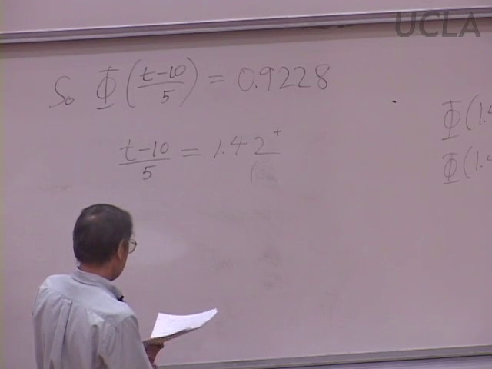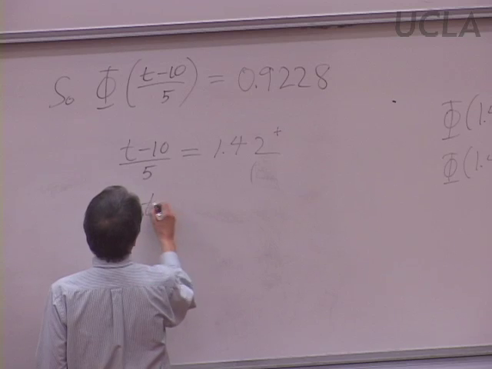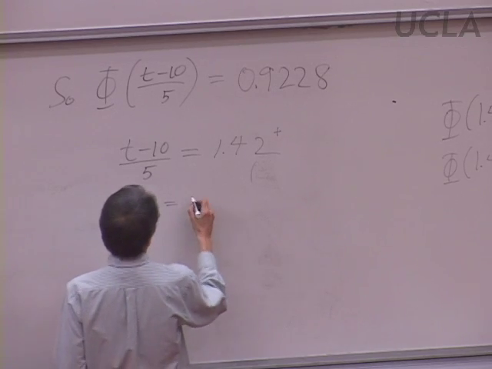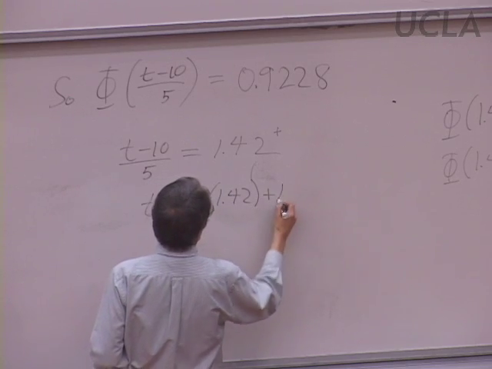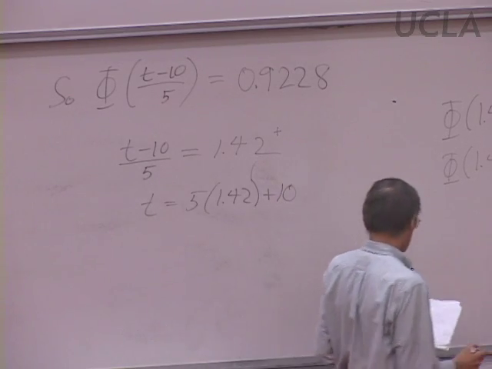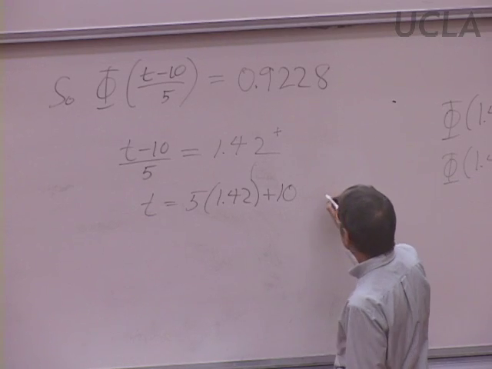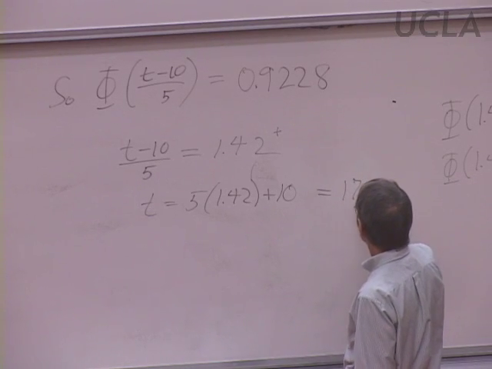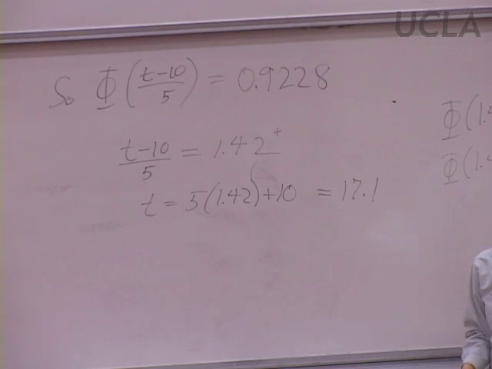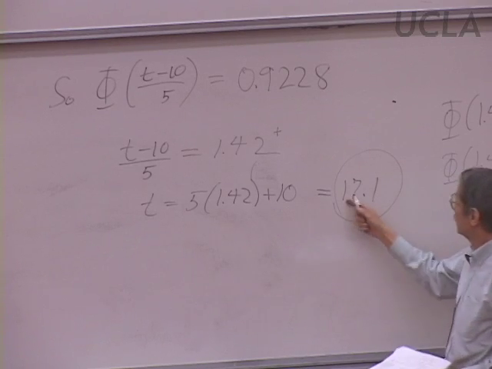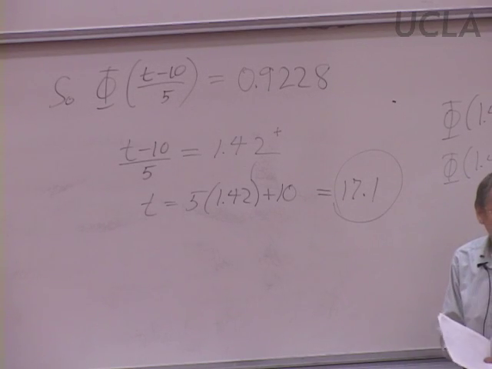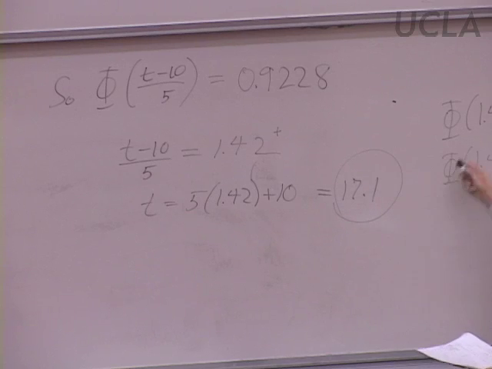So, rounding off, t is about 17.1, to 3 significant figures, and we don't expect to get any more accuracy than 3 figures. So there's some approximation being done here.